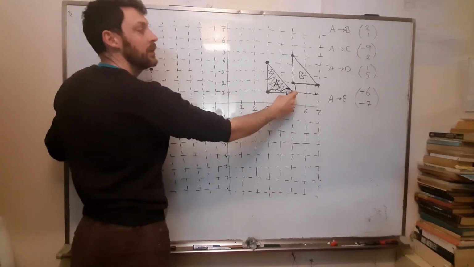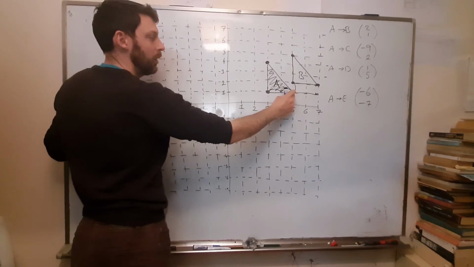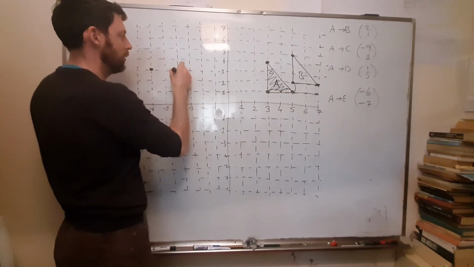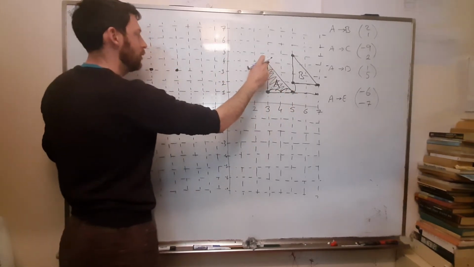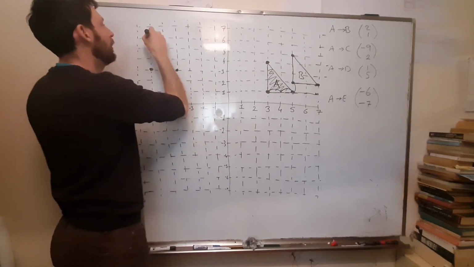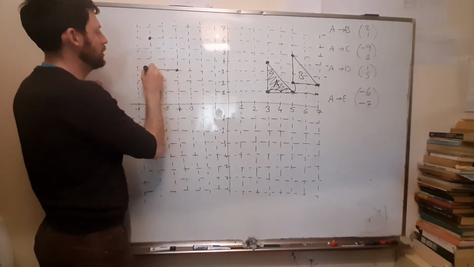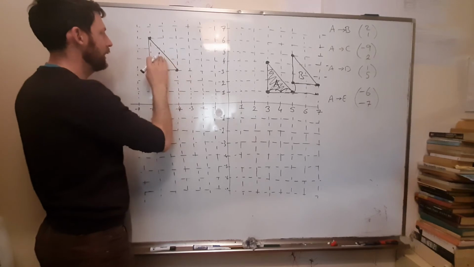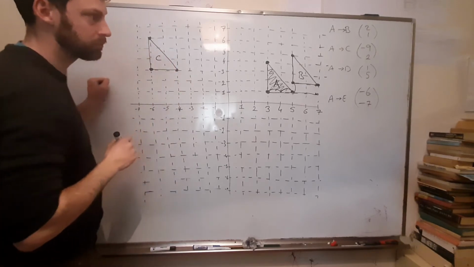Move this point 9 and 2, over 9 and up 2. Move this point 9 and 2, over 9 and up 2. There are the 3 dots for my new position. And this one is number C.